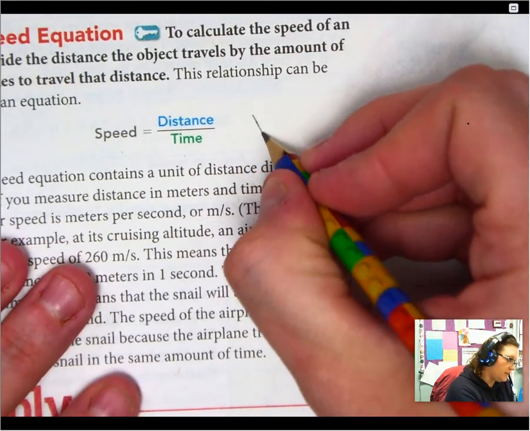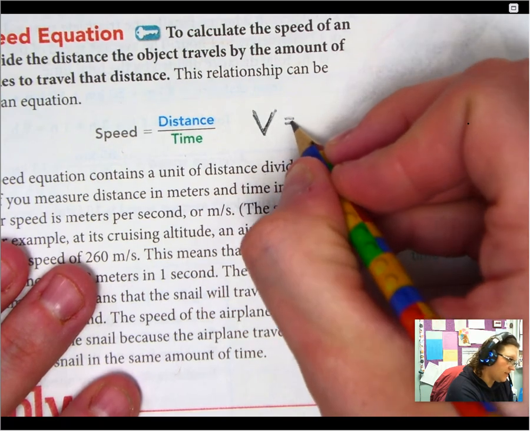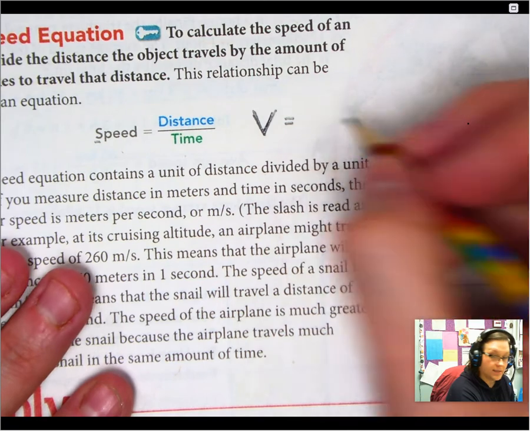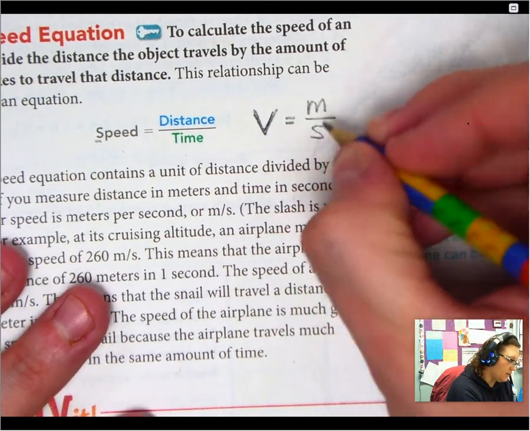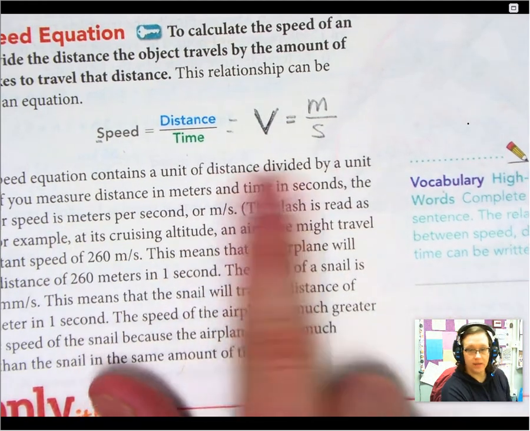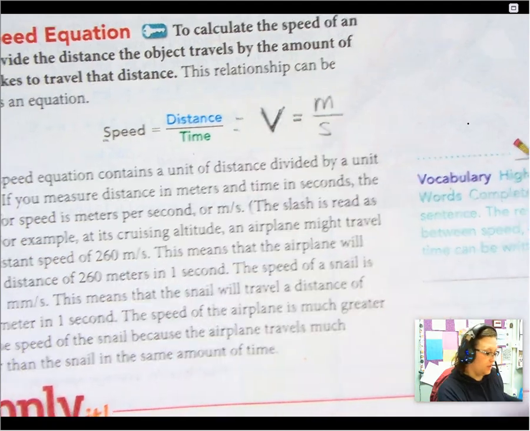To abbreviate this, speed is actually abbreviated with a V for velocity so that we don't confuse an S with seconds, which is a time, like meters per second. So these two things mean the same. If you see them, you would read them the same way. Speed equals distance divided by time.